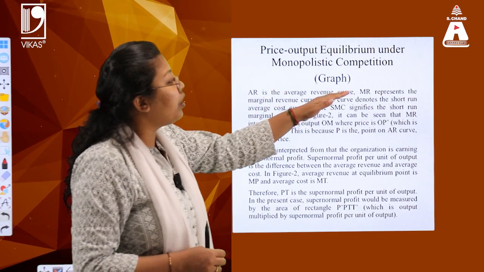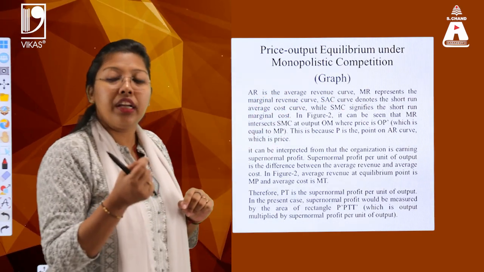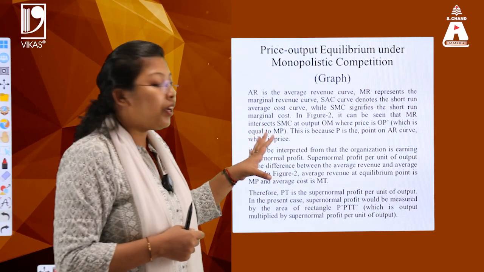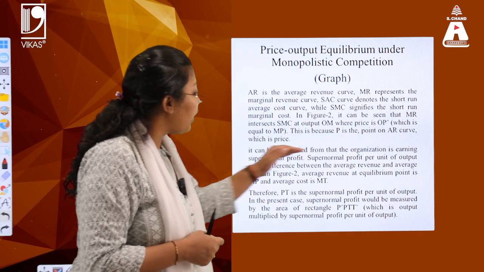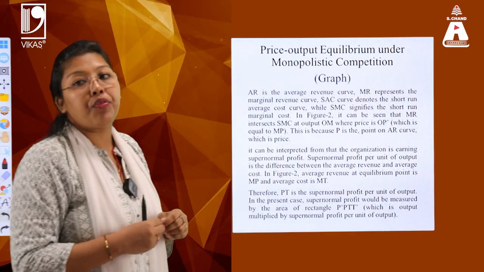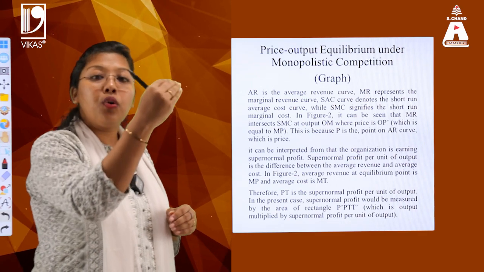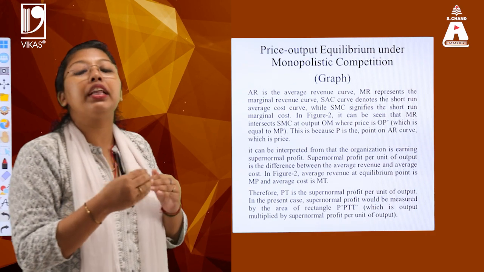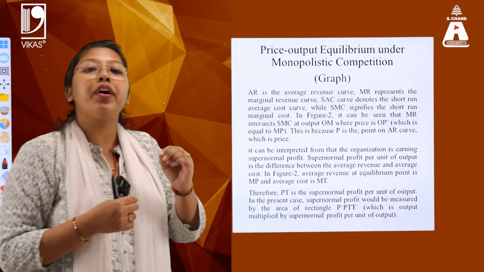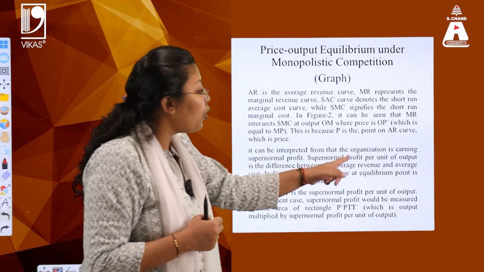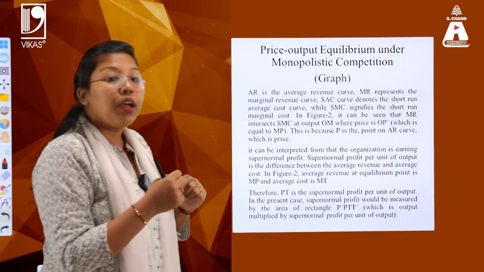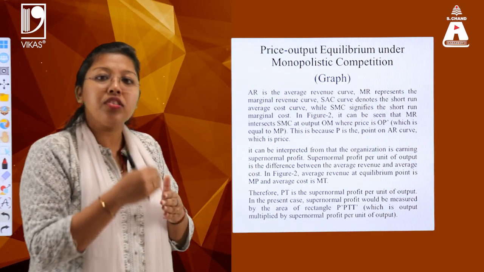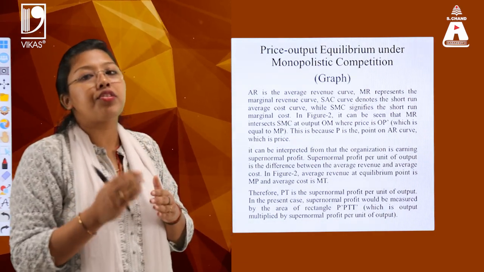AR is the average revenue curve and marginal revenue is represented by MR, and the entire interpretation should be like that the organization is earning supernormal profit because it is below the AR zone somewhere or the other. It is having a situation where till the maximum time it can enjoy the zone of profit. And the supernormal profit per unit of output will be the difference between the average revenue and average cost and marginal revenue and marginal cost respectively.